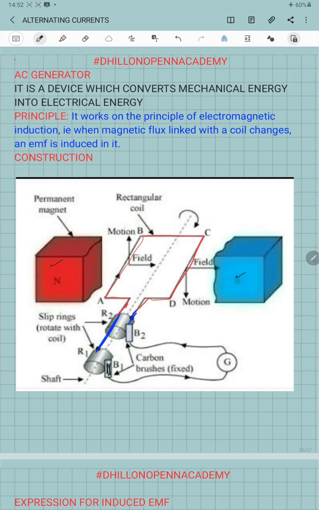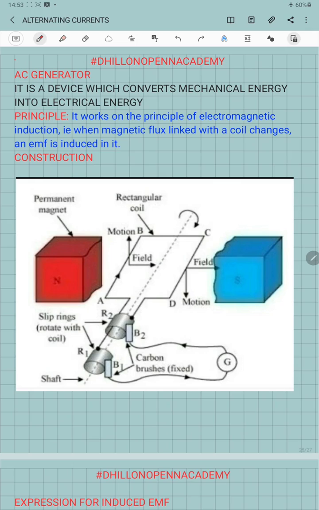B1 and B2 are the carbon brushes. B1 is permanently attached with R1 and B2 is permanently attached with the R2 slip ring. This is the shaft or the axle which is passing through the armature coil connected with it. So when this armature rotates, due to the rotation of the shaft or the axle attached with it, the magnetic flux passing through the coil changes, and this is going to induce some EMF in it. And if the coil happens to be in a closed circuit, a current will also be induced in it.